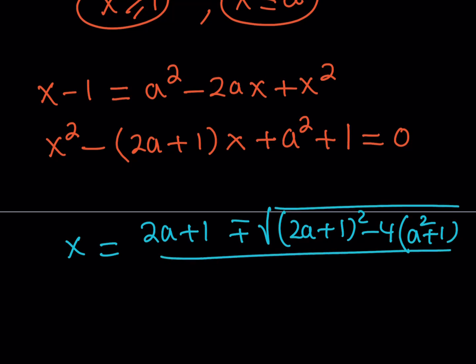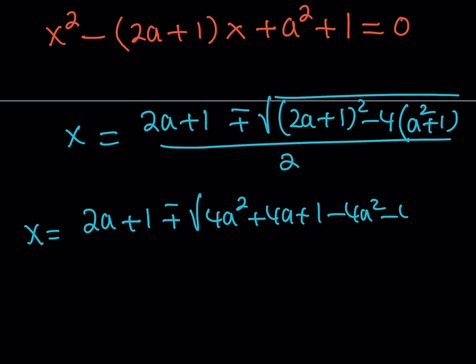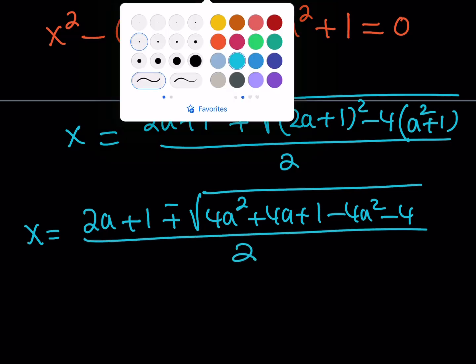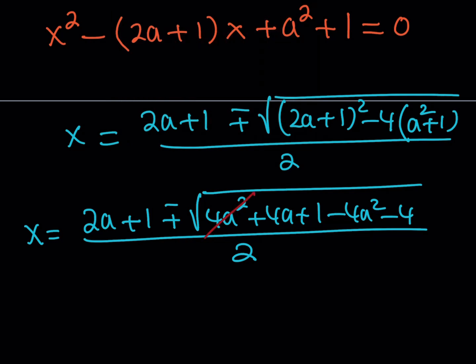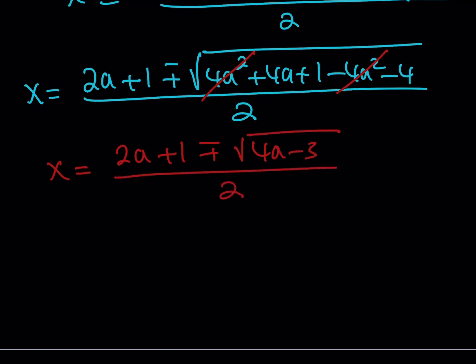So I'm going to go ahead and simplify that. If you distribute or expand, you're going to be getting something like 2a plus 1 plus or minus the square root of, 2a plus 1 quantity squared is 4a squared plus 4a plus 1. And then if you subtract from it 4a squared minus 4, you're going to get something simpler. Obviously here we have that the 4a squared cancels out, and we end up with something like this. x is equal to 2a plus 1 plus or minus, I have two solutions, the square root of 4a minus 3, all over 2.